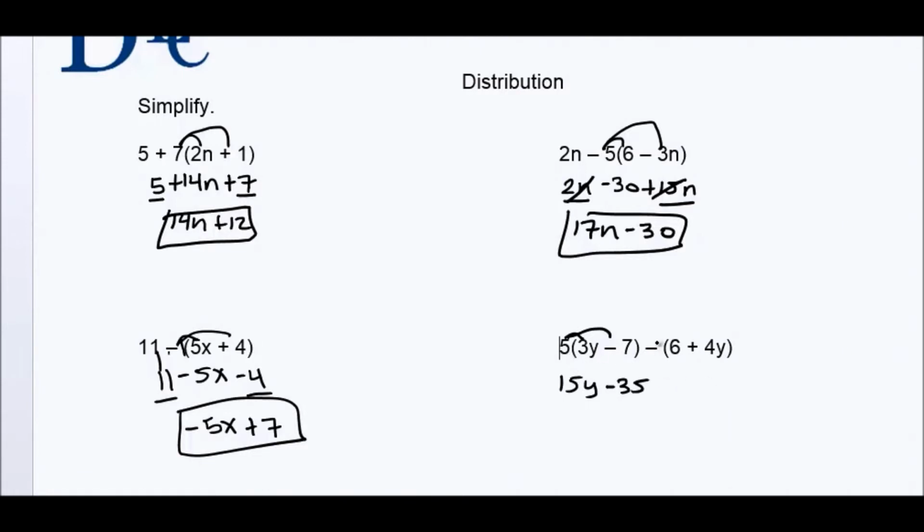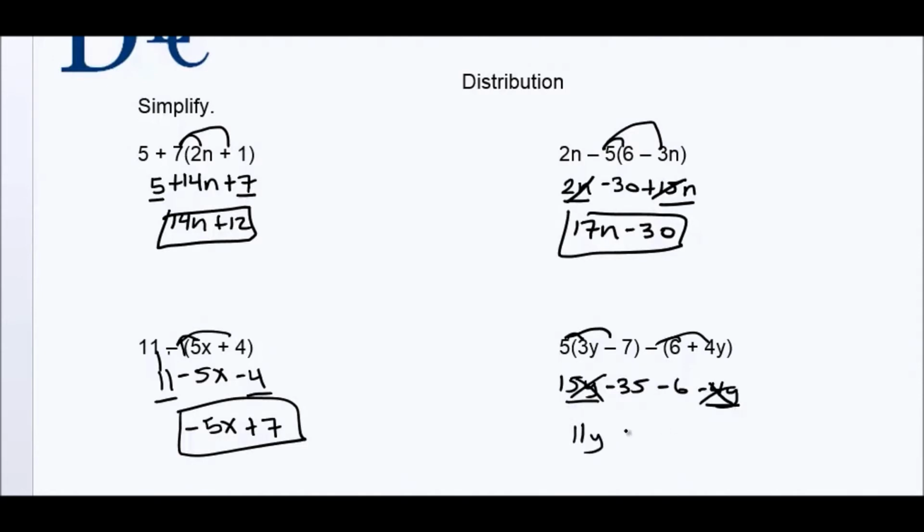Okay, now we distribute the negative, which is equivalent to changing the signs inside the parentheses, or equivalent to multiplying a negative 1 times everything inside the parentheses. And when you do that, the signs change. So instead of positive 6, it becomes negative 6. Instead of plus 4y, it becomes negative 4y. So here you start combining like terms. So we got 15 minus 4. 15 minus 4 is 11y.